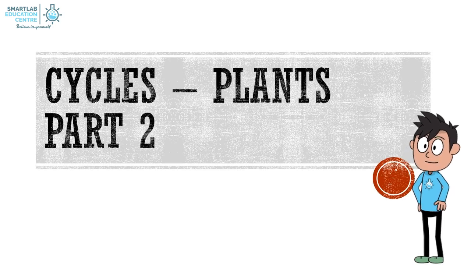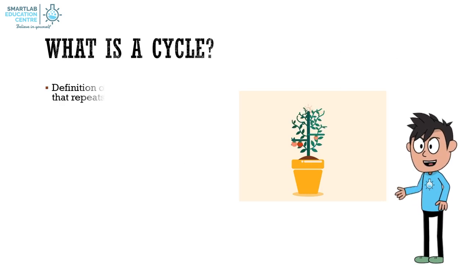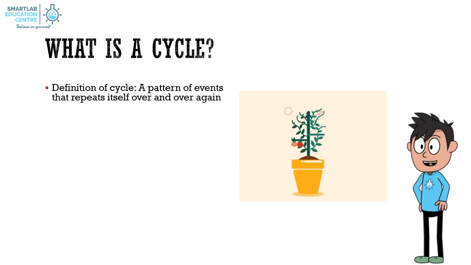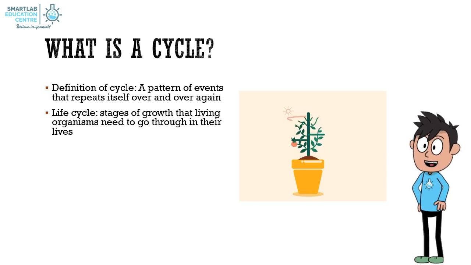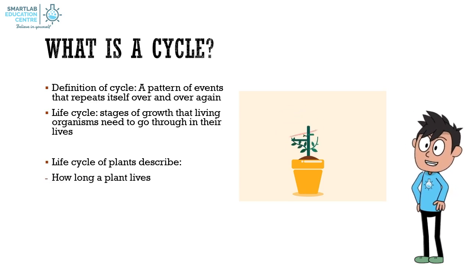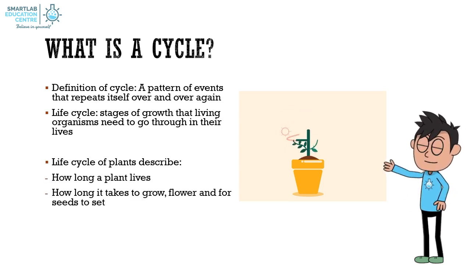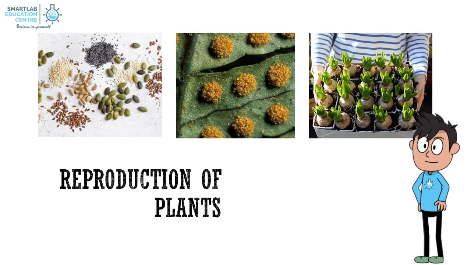Cycles, Plants, Part 2. What is a cycle? It is a pattern of events that repeats itself over and over again. Life cycle is the stages of growth that living organisms need to go through in their lives. Life cycle of plants describes how long a plant lives, how long it takes to grow a flower, and for seeds to set. Reproduction of plants.